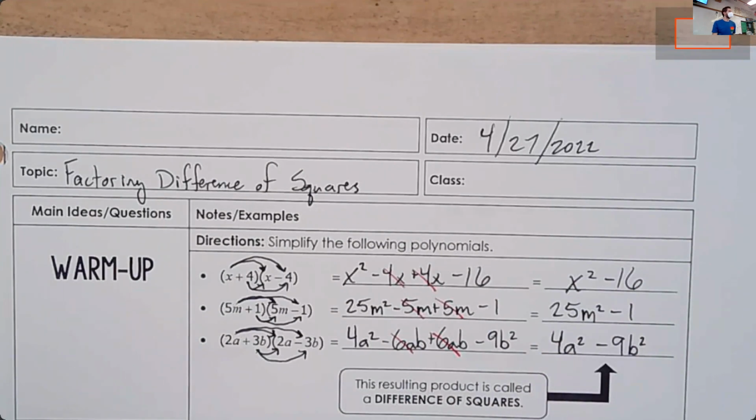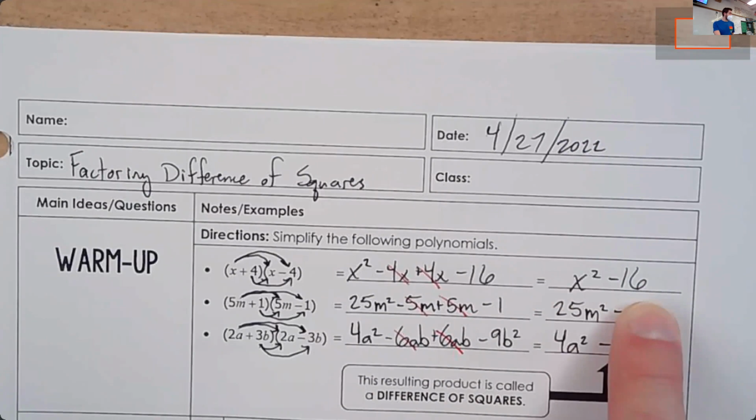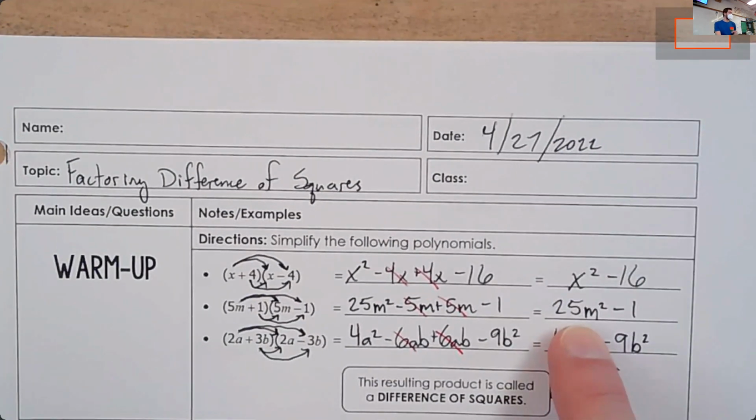Squares. What do we think about that? What is a square in terms of not a shape, obviously, but as a number? If you square a number, what does that mean? Power of 2, multiplied by itself. Yeah. So x squared is x times x, minus 16, which is 4 times 4, with subtraction in the middle. So it's a difference of two values that have been squared or taken to the second power. 25m squared is the product of 5m times 5m. Same thing multiplied by itself. 1 times 1 is 1.